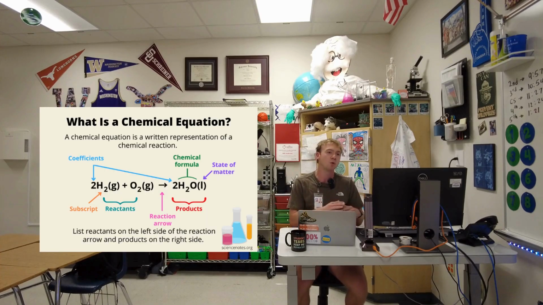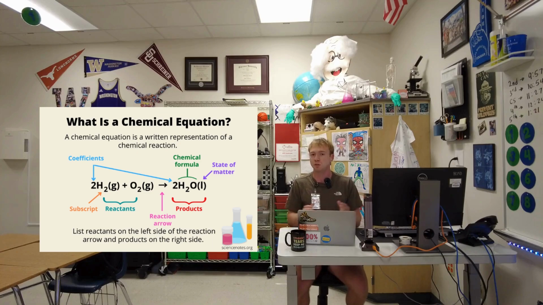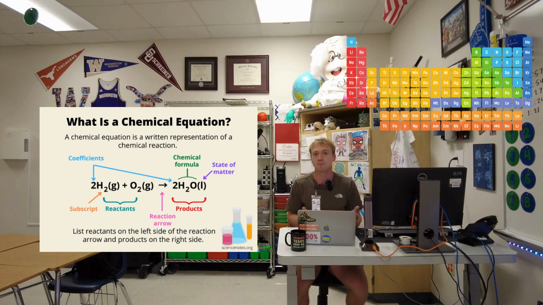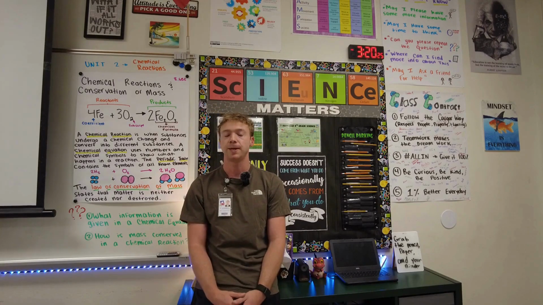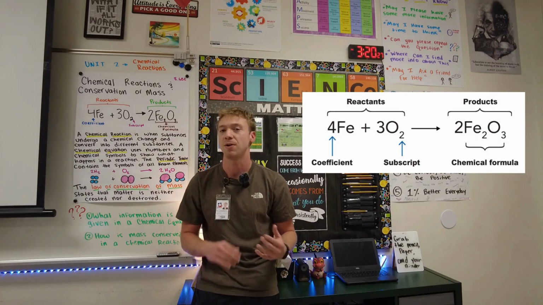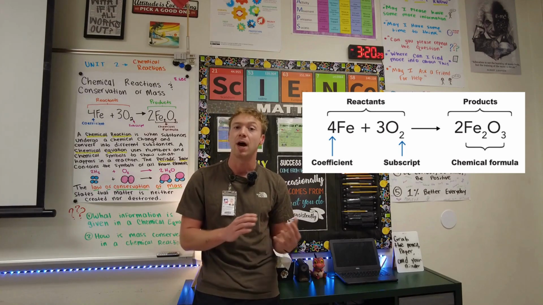Now, we can observe a chemical reaction in a chemical equation. And a chemical equation uses numbers and symbols to show what is happening in that reaction. All of the elements that you see in the chemical equation come from the periodic table of elements. Let's take a quick second to review what is given in a chemical equation, okay? If you look up here, you see that when iron and oxygen react together, we get iron oxide.